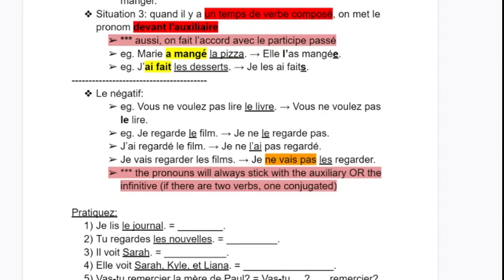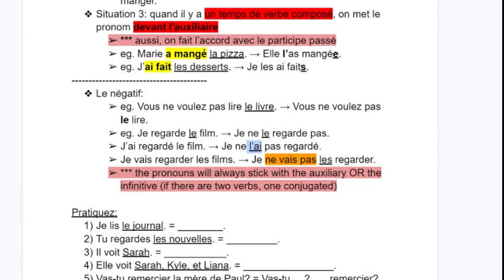J'ai regardé le film would become je ne l'ai pas regardé. In this case, we have a passé composé. So it's going to be the direct object pronoun, which would be le as well. But because we have an auxiliary that starts with an A and le ends with an E, there are two vowels. So we're going to align them and make an L apostrophe. So that L apostrophe is going to go before the auxiliary, which is A. So je ne l'ai pas regardé. So the ne pas goes around the l'ai.